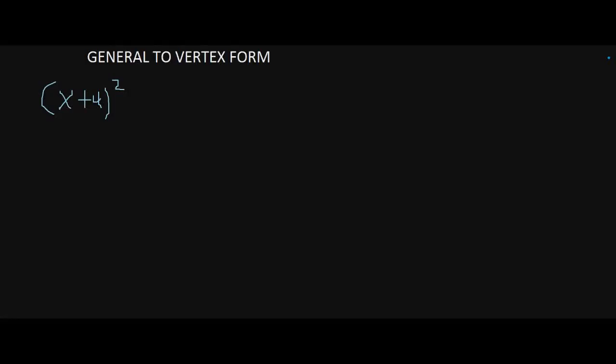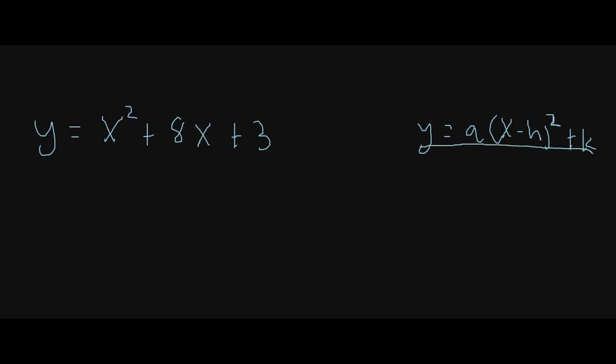So we got x plus 4 squared right here in this problem. If I want to learn how to go from general to vertex, maybe for example, I'll write this down here. Let's say y is equal to x squared plus 8x plus 3. Let's say I want to convert this to vertex form, and vertex form looks something like this: a(x minus h) squared plus k. So we want to change this general form to look like this. This is the standard form for vertex.